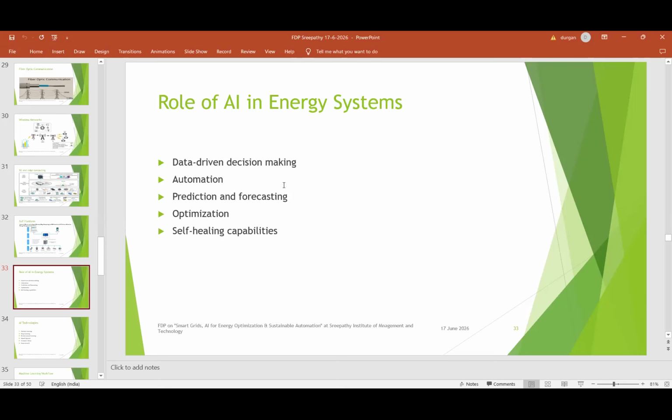Then how the system can be improved, performance or efficiency can be improved. Everything can be analyzed. Data-driven decision-making is done by AI. That is one role of AI in energy systems. Then the automation. Automation, in the sense, all the sensors, the HVAC system or smart devices can be automated. AI enables automation.